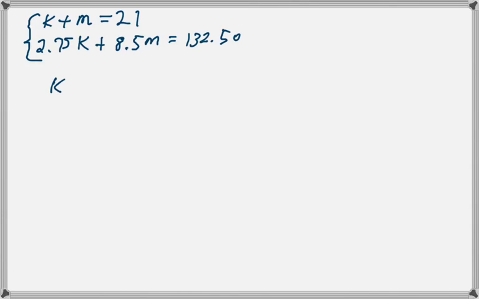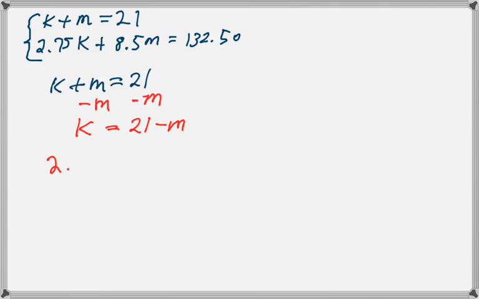So if we take K plus M equals 21, and subtract M from both sides, we end up with K equals 21 minus M. Now we're going to take our second equation and substitute for K.